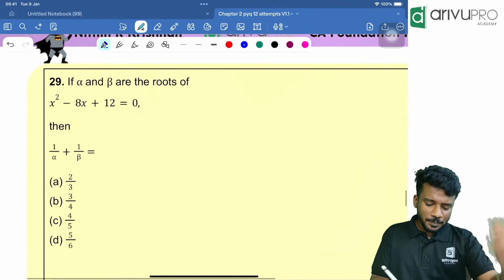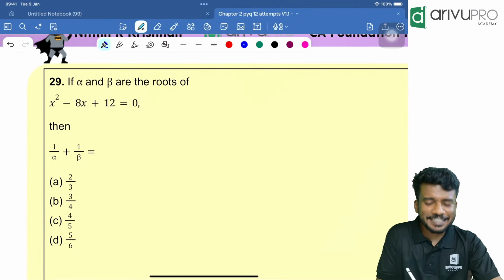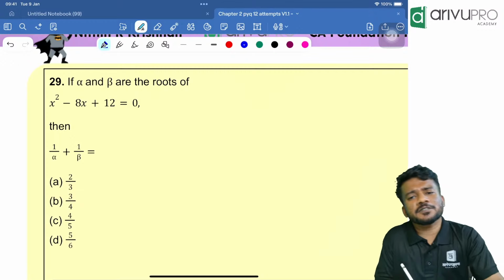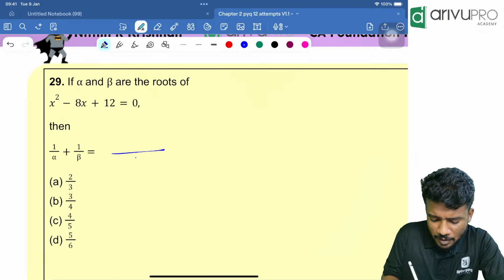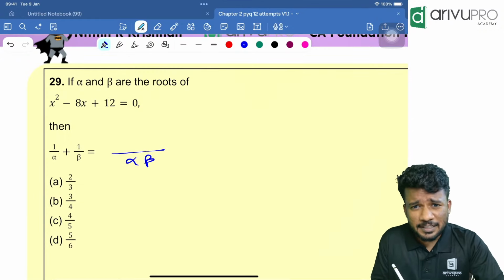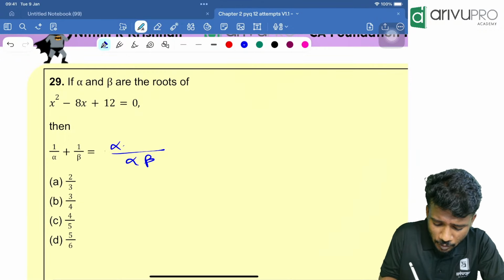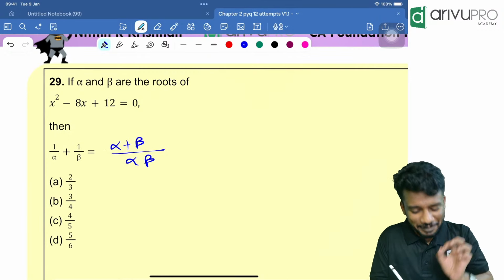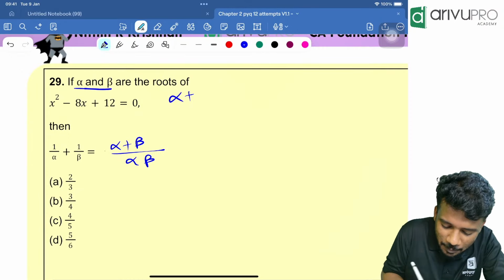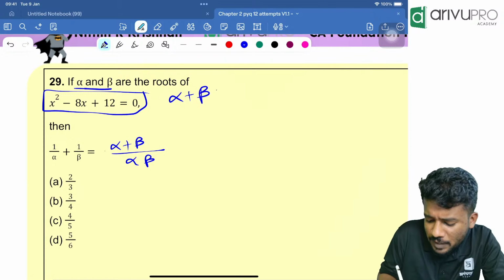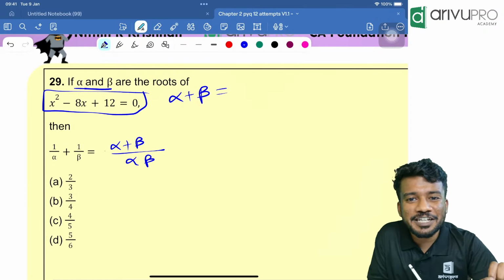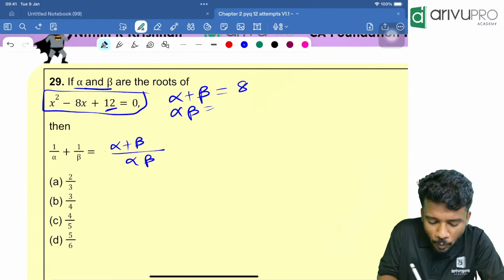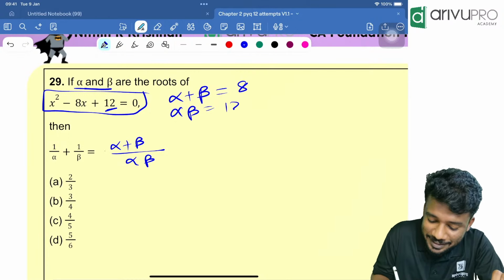Next one. If alpha and beta are the roots of the equation x square minus 8x plus 12 equal to 0, then 1 by alpha plus 1 by beta is how much? 1 by alpha plus 1 by beta, taking the LCM, the denominator becomes alpha beta and the numerator alpha plus beta. So we require the value of alpha plus beta and the value of alpha beta. Alpha and beta are the roots of this equation. Alpha plus beta is the minus of the coefficient of x, minus of minus 8, which is plus 8. Alpha beta is the constant term divided by the coefficient of x square, that is 12.